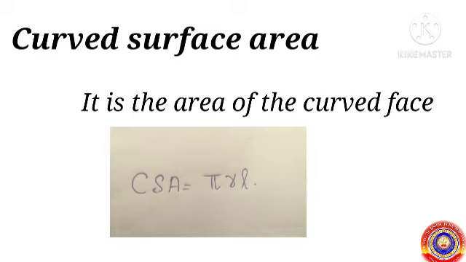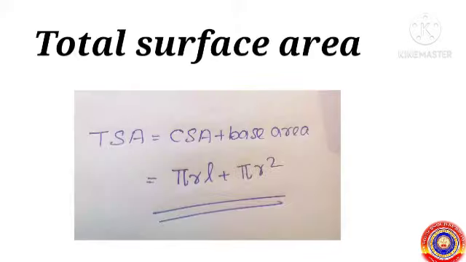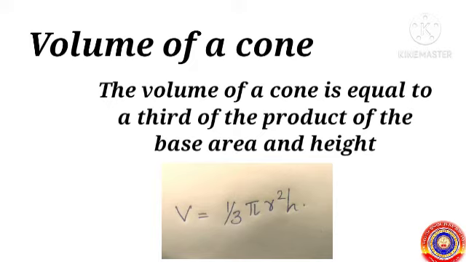Next, curved surface area of the cone. It is the area of the curved face. Curved surface area CSA equal to pi R L. Next, total surface area. Total surface area TSA equal to CSA plus base area, and it is equal to pi R L plus pi R square.